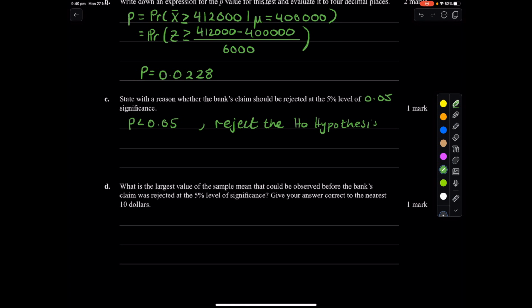So what reason is there whether the bank's claim should be rejected? So p is less than 0.05, reject the null hypothesis at the 5% level. That's pretty much it. That's only 1 mark.